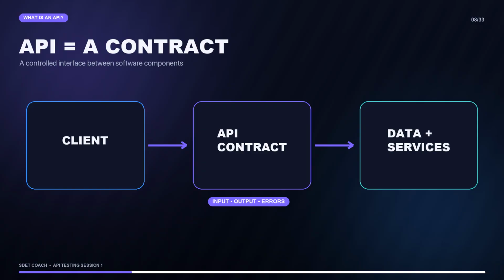Testing that contract means checking both sides. Valid input should produce the documented success response. Invalid or unauthorized input should produce the documented error response. Fields should have the expected names and types. Required fields should actually be required. Optional fields should behave consistently. Once you think of an API as a contract rather than a mysterious pipe, test design becomes systematic. Identify each promise, then create evidence that the promise is kept.